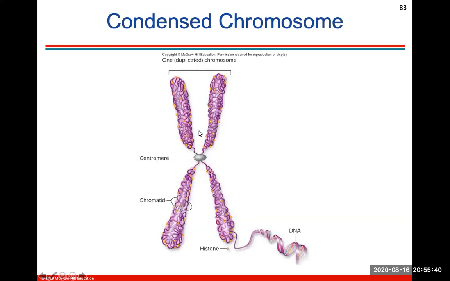So this is a look at condensed chromosomes. This contains DNA coiled within itself, and each half is called a sister chromatid, and they're joined in the middle with a centromere. And DNA will be wrapped tightly around proteins called histones.